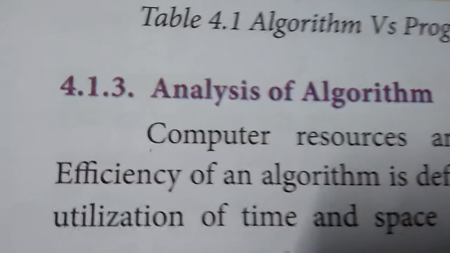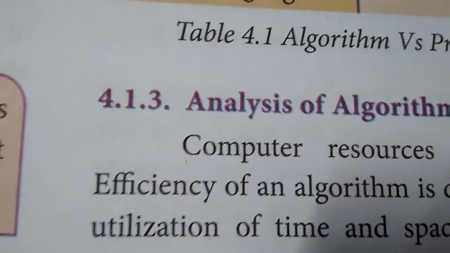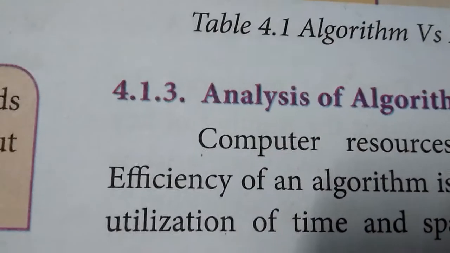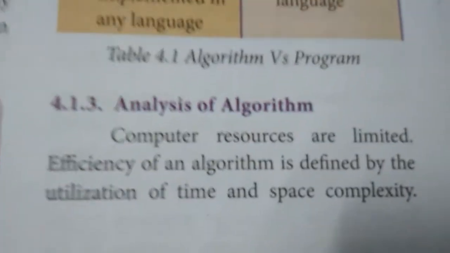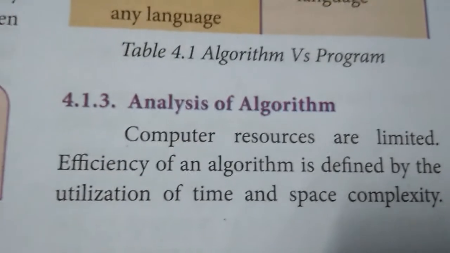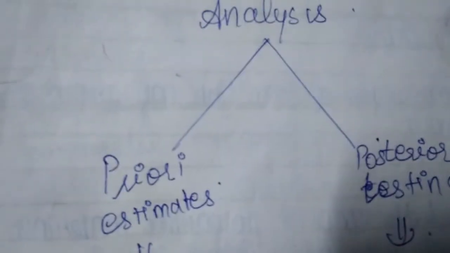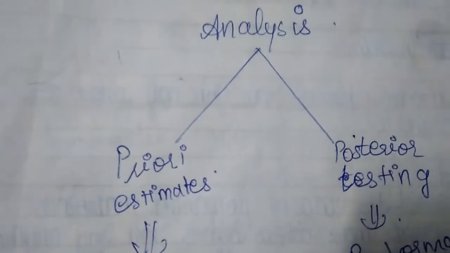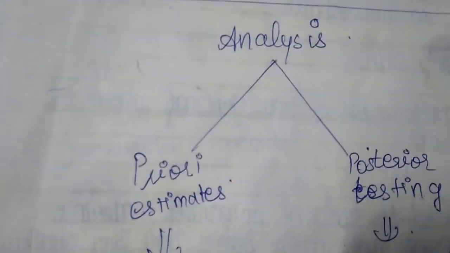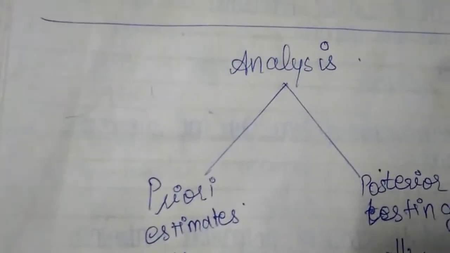Today we are going to see about analysis of algorithm. So what does analysis of algorithm mean? It is going to be the efficiency of an algorithm. Okay, I don't understand what it means by efficiency. Okay, let me explain. It has two types actually: prior estimates and posterior testing. These two analyses are very important for algorithms.